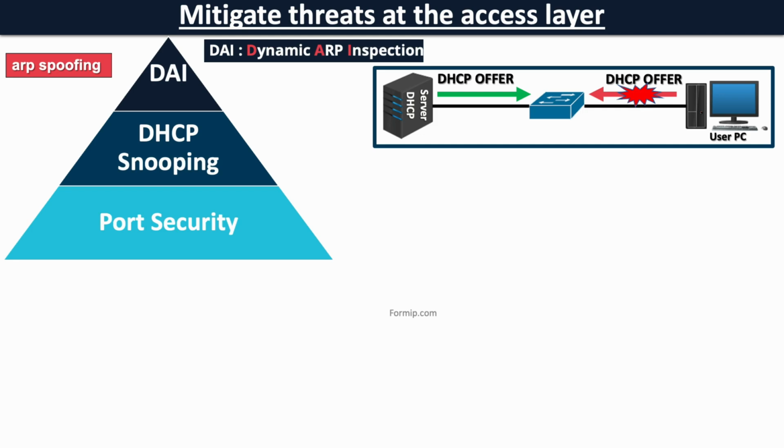This is where DAI comes in, which allows you to check that a MAC address has obtained its IP via the authorized DHCP server. These three features help provide additional security and protection on network resources.